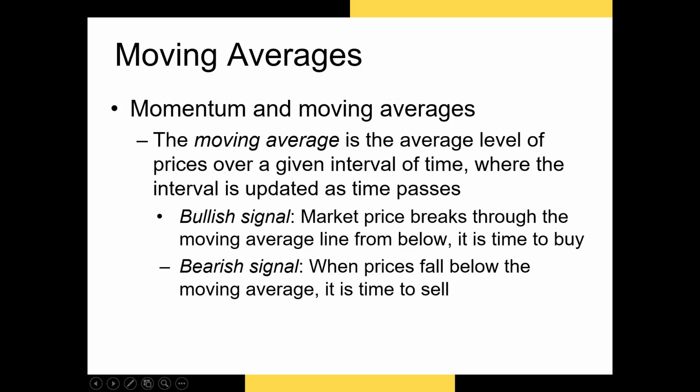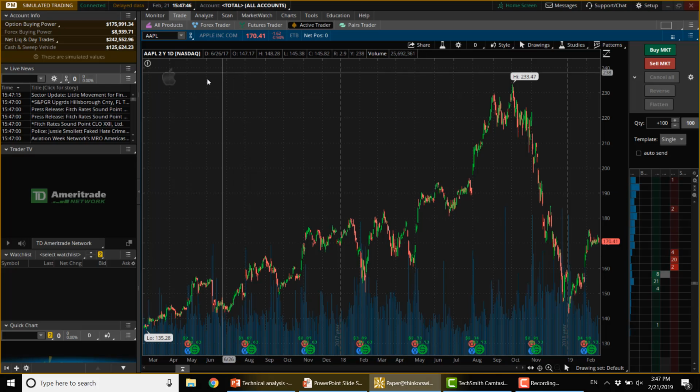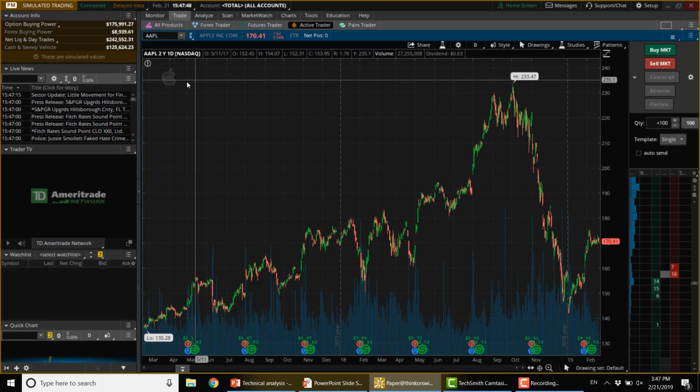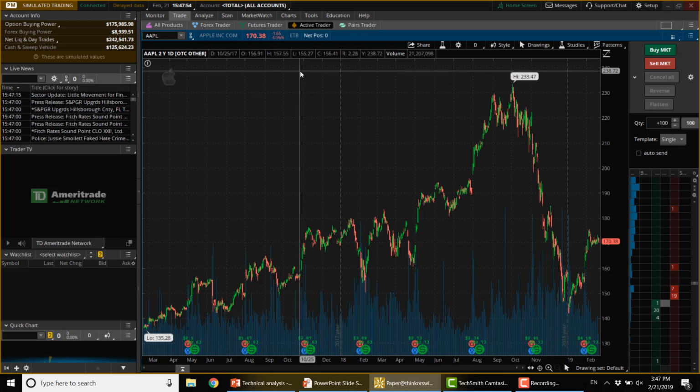All right, so what I'm going to do is go over to the Thinkorswim platform from TD Ameritrade and show you how we actually build out these moving averages, and I'll introduce you to the platform as well. All right, so now I'm over here on the Thinkorswim platform, and I've already pulled up Apple, and what you're seeing here is more or less what the platform is.